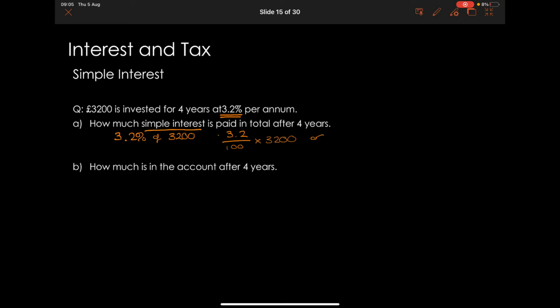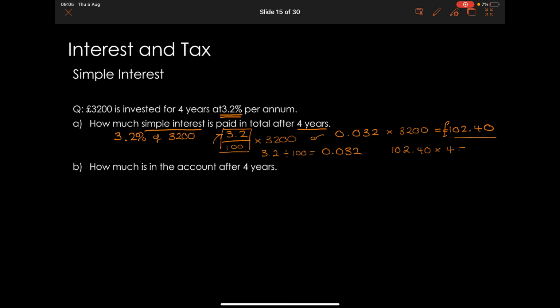Or we might recognise that 3.2 as a decimal, we'd definitely recognise it once we'd done this bit anyway. So 3.2 divided by 100 is 0.032. So we would do 0.032 times by 3,200 and it gives us £102.40. Okay, so that's for 1 year. We need it to be for 4 years. So all we do is £102.40 times by 4. That gives us £409.60.